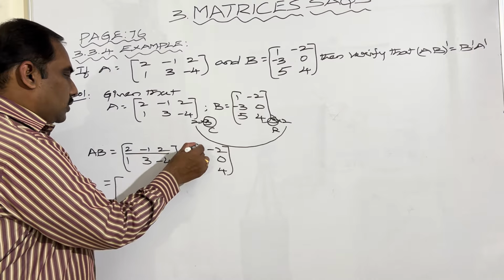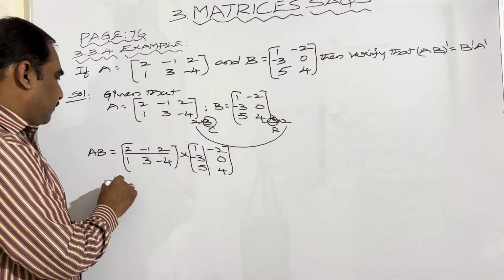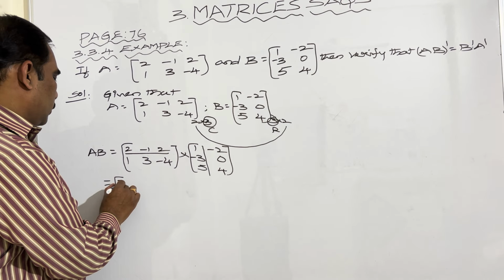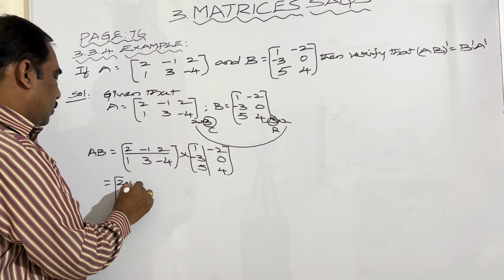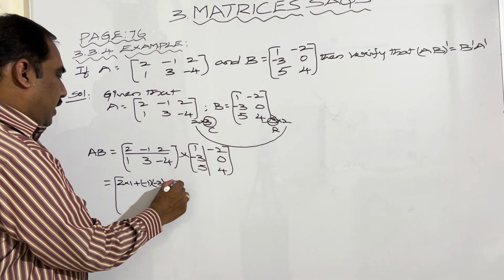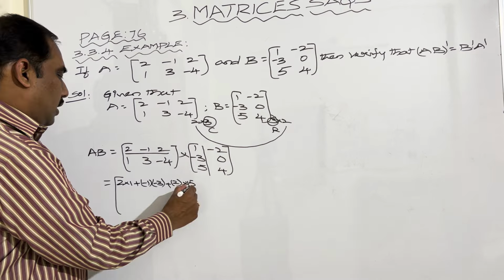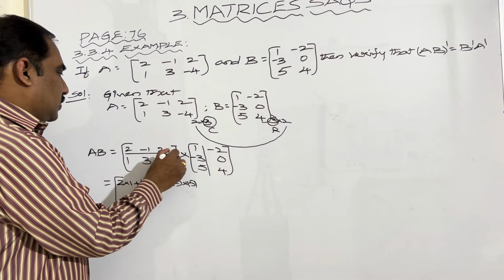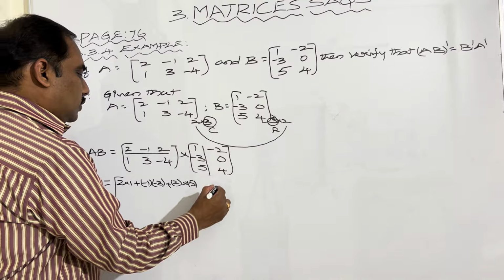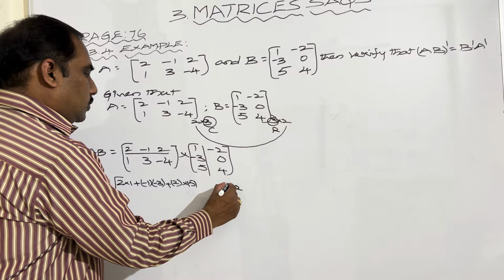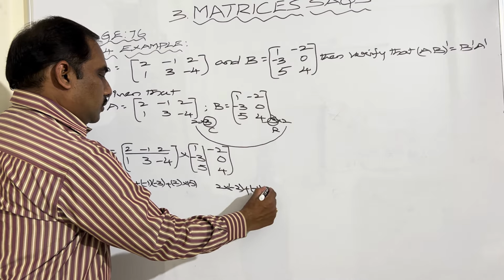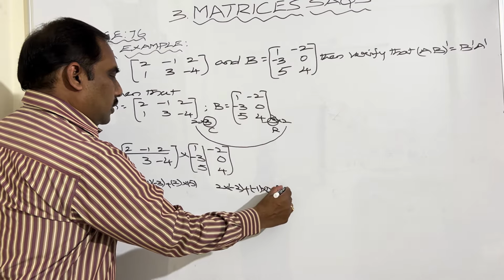Now first row, first column multiplying and writing in the first row, first column place. That is 2 into 1, plus minus 1 into minus 3, and plus 2 into 5. Again first row, second column, writing in the first row, second column place. That is 2 into minus 2, plus minus 1 into 0, plus 2 into 4.